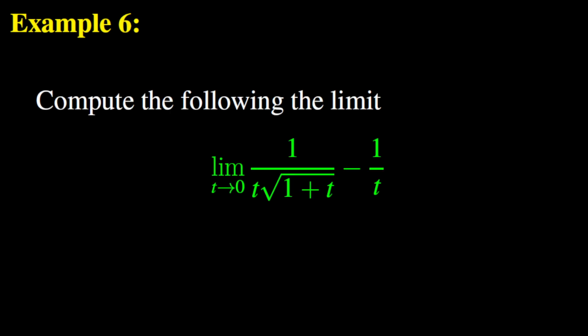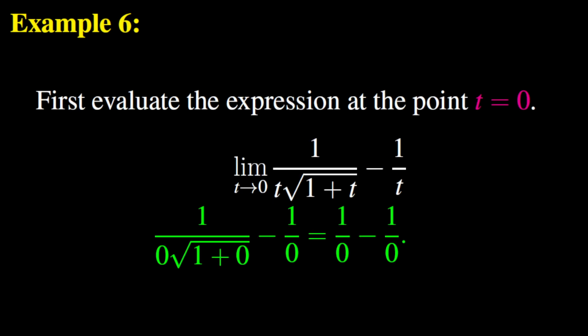In this last example, we want to calculate the limit as t goes to 0 of the fraction 1 over t times square root of 1 plus t minus the fraction 1 over t. We start by evaluating the function at the point t equal to 0. So we replace t with 0 in the expression and obtain 1 over 0 times the square root of 1 plus 0 minus 1 over 0. This is equal to 1 over 0 minus 1 over 0. This result requires further analysis. We have to simplify the expression in order to find the real value of this limit. This initial evaluation is inconclusive.